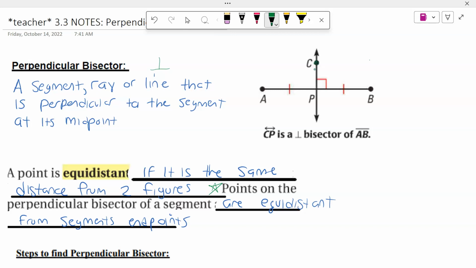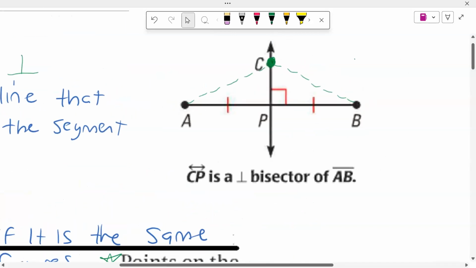Hopefully you would agree that point C here is on the perpendicular bisector CP. That means that the distance from A to C is the same distance from C to B, or B to C, however you want to say it. So that's the perpendicular bisector theorem. And this happens for several reasons.